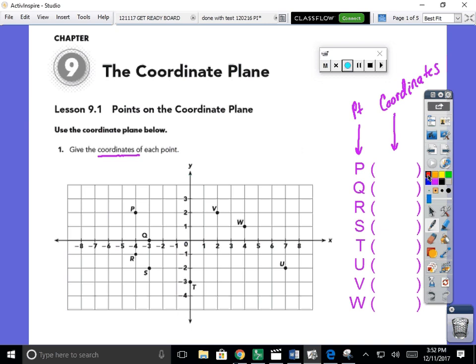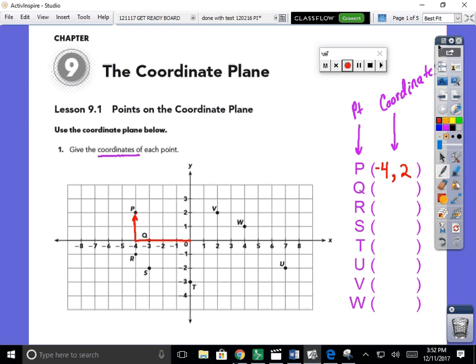Well, if I'm looking for point P, if you look here, we could go ahead and start at our origin, and point P looks like it's to the left. So I'm thinking to myself, I'm going to have to move left until I get to -4. And remember, we always give the x coordinate before we give the y coordinate. After I move -4 to the left, I move up. And moving up means I need to move towards my positive numbers. So it looks like I move -4 left, +2 up. That's what I'm going to write for my coordinates: -4, comma, +2.